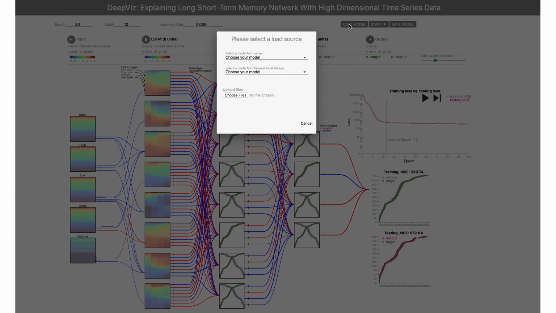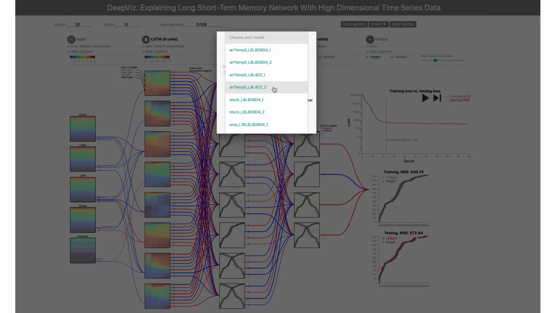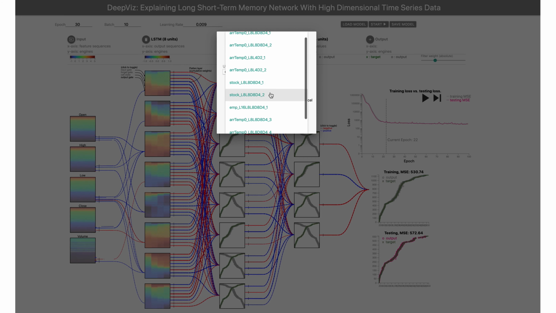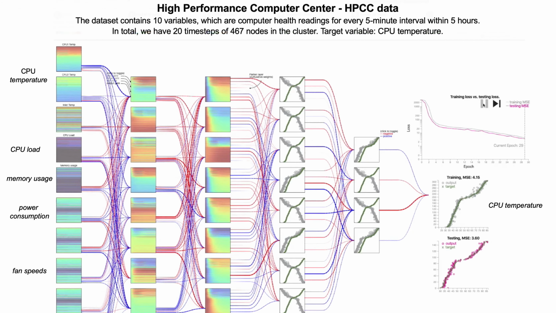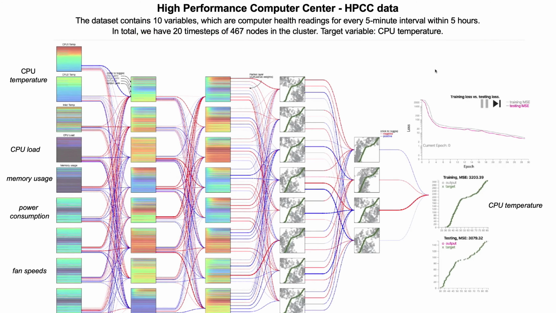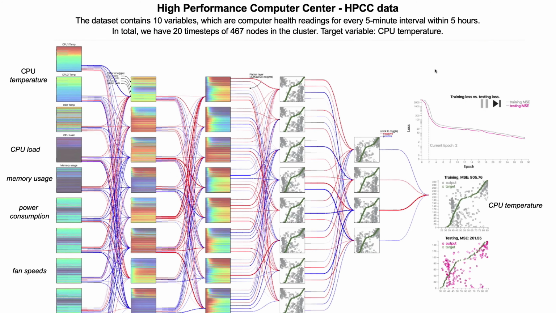Users can select input data from load model button with input data from high performance computer center, SP500 stock data, or US employment data. Then click start to start training. Here is a snapshot of fast forward training process for high performance computer center.